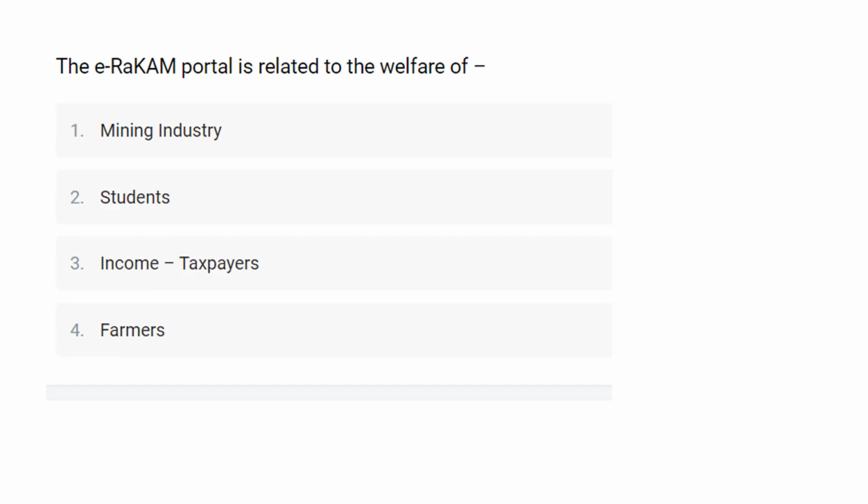E-Rakkam portal is related to the welfare of. So here in this question they ask you about the E-Rakkam portal which is related to which of the following. For which the first option here is mining industry, second one is student, third one is income taxpayer and the last one is farmer.